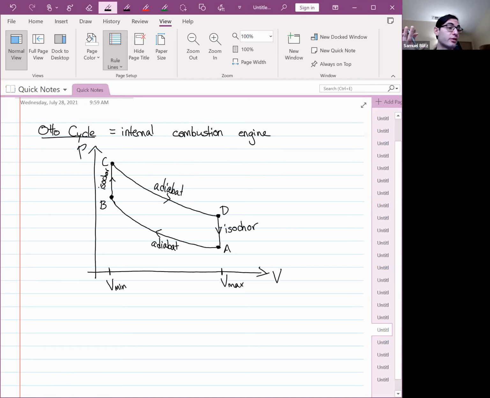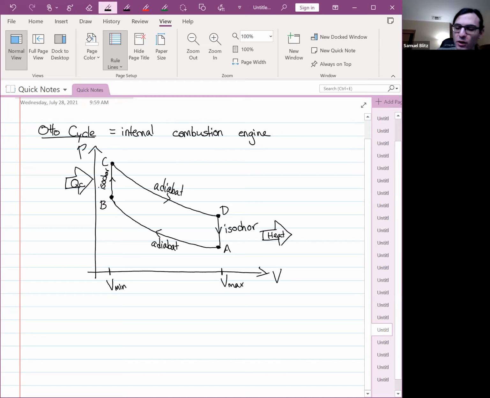But anyway, this is a fairly good representation of what happens. Now, we know that no heat goes in or out during adiabatic processes. So the only processes that can have heat flowing in or out are the two isochores. Heat is going to flow into the system during ignition, and heat is going to flow out of the system when the gas is exhausted. Let's call them QH and QC.